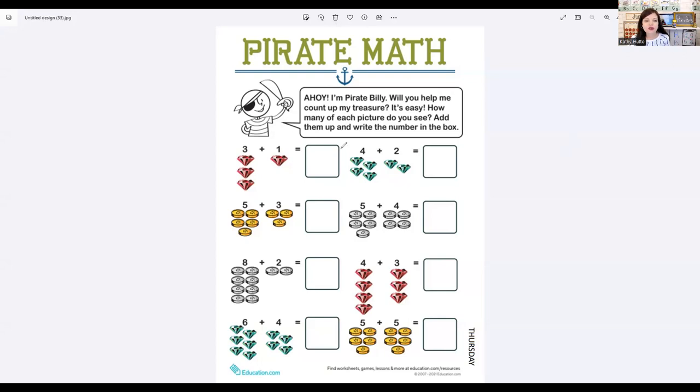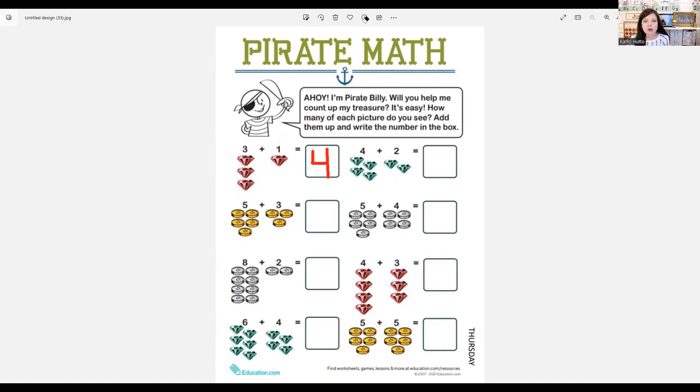Okay, so we're going to start with this first one right here. I see three red jewels, and then I see one over here. What is three plus one? Let's count all the red jewels. One, two, three, four. So this is how you write number four. Let's write it in this box. Very good, very good.